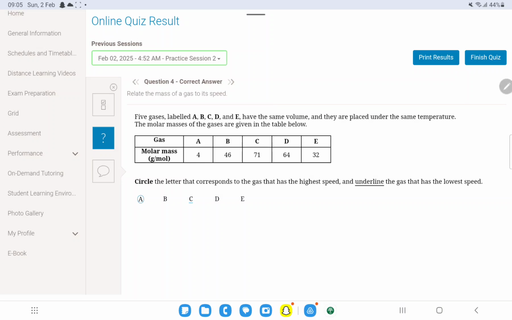Now we know that the lighter the gas is, the faster it will move. So the lightest gas here is A with the molar mass 4. So A is the lightest, and the heaviest one here is 71, or gas C. So you underline C.